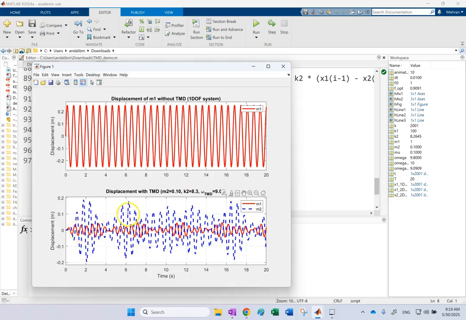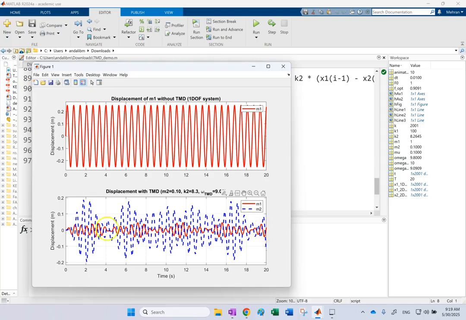Of course, M2 is now showing big displacements. But remember, mass M2 is much smaller than mass M1. And if you give it enough space within M1 or near M1, it is fine if it oscillates bigger and it is not going to affect the rest of the system. So here the goal is to minimize the motion, not completely eliminate it.